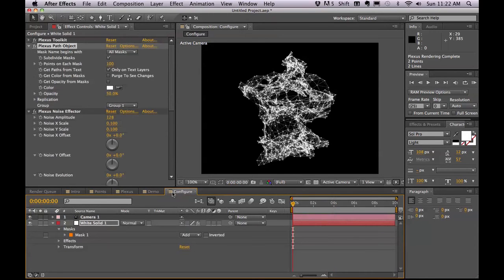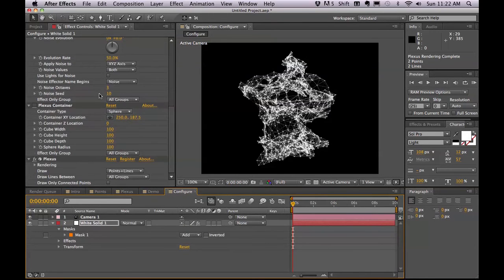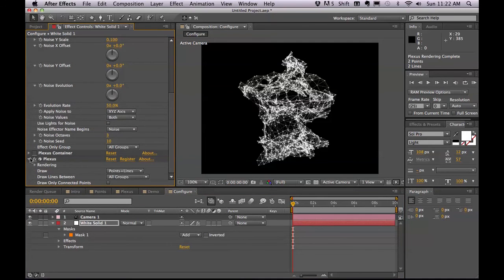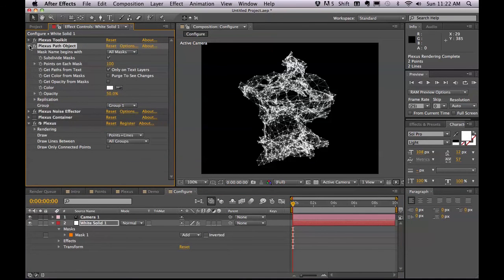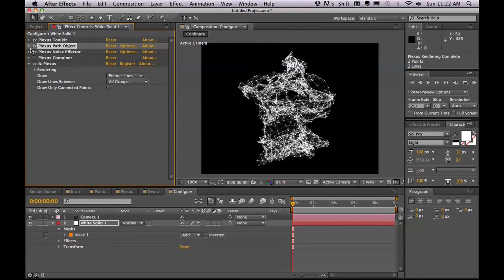Not only that, Plexus has a unique modular workflow that makes it completely dynamic. You can have an infinite set of configurations, and the key to Plexus is that it is not a single effect to control everything. Plexus is a set of multiple effects that work in conjunction to produce the final result.